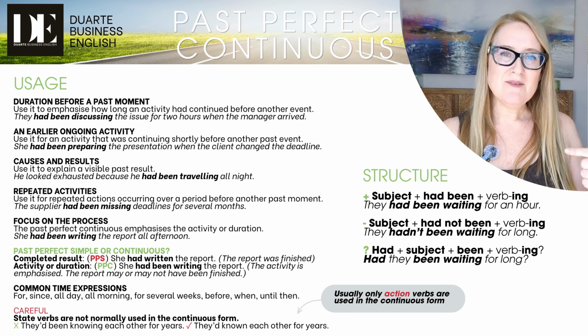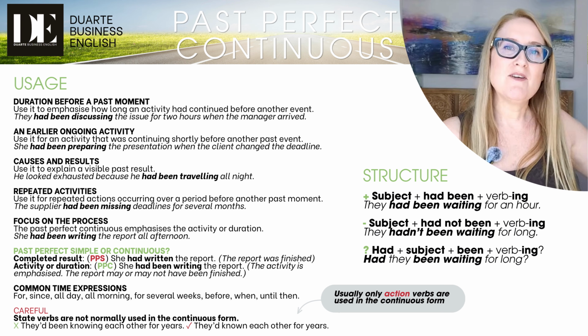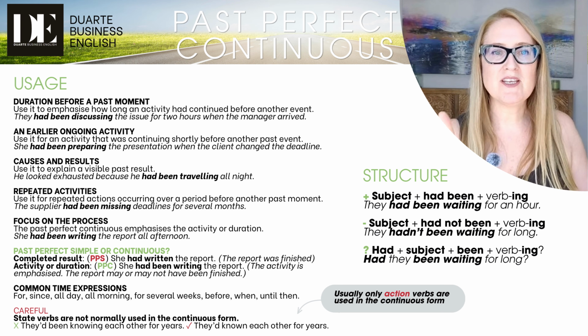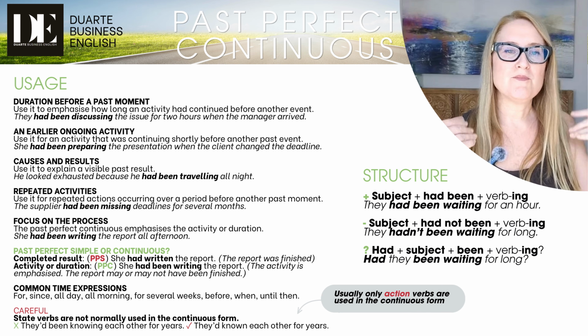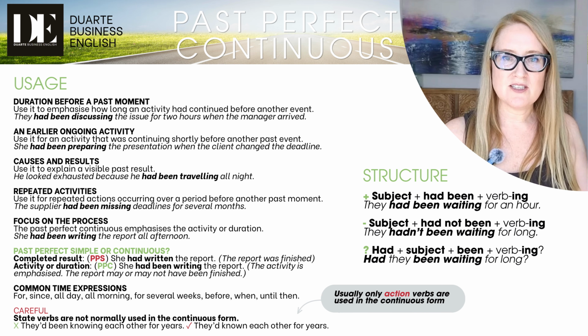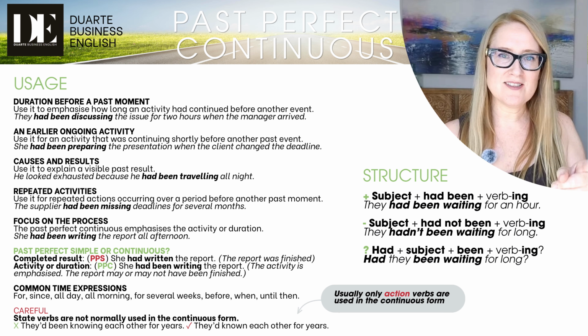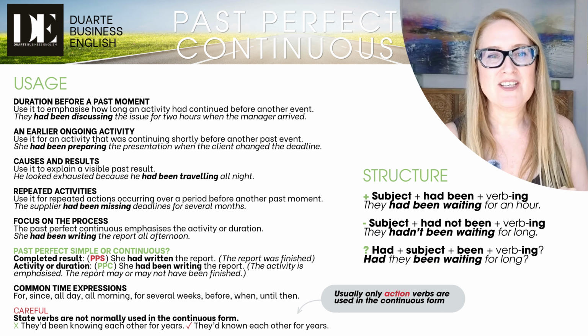If you can see a visible result or explain a visible result of a past action, that's your past perfect continuous or present perfect continuous. But here, past perfect because it's before another time in the past. So when I saw Jim, he looked exhausted because he had been traveling all night. So he looked exhausted. That's a visual result of a past action because he had been traveling all night.